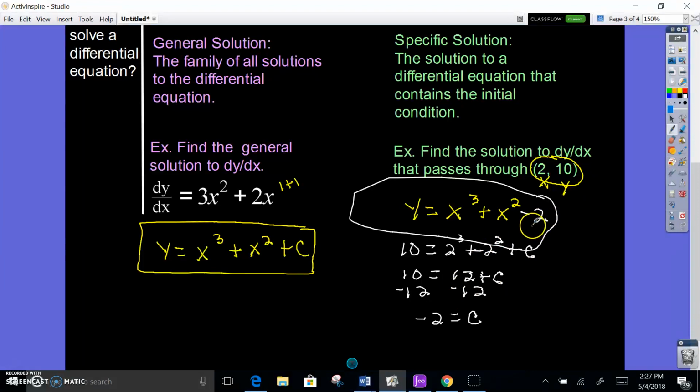In the next video, you're going to see ones that are a little bit more intricate. They have more detail because they have discontinuities. But hopefully this gave you a good idea of what a differential equation is and how to solve it.